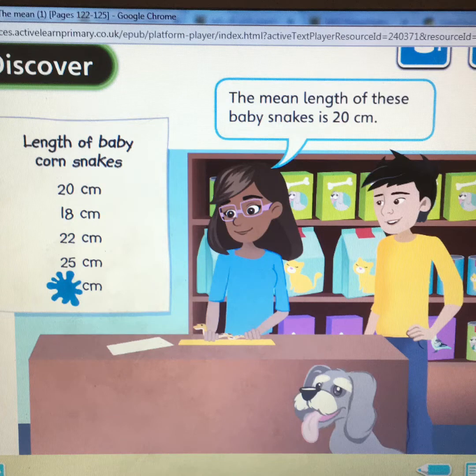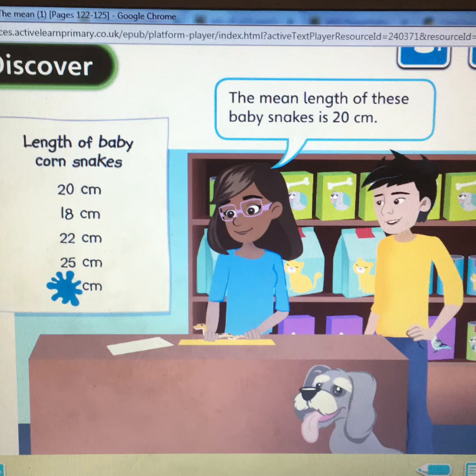Right, here is our discover. So today our setting looks like a pet shop and we have got 2 adults, and for some reason it looks like one of them wants to buy a baby snake. Ugh, not what I would be buying if I went into a pet shop, but there we go. Each to their own. Some people obviously love a snake, so good for them.